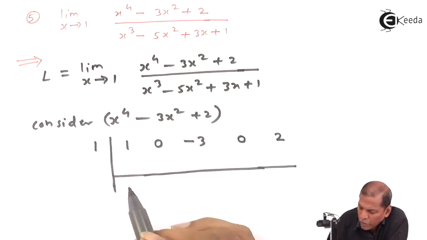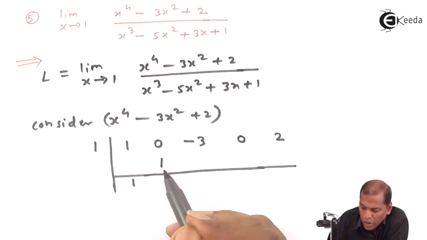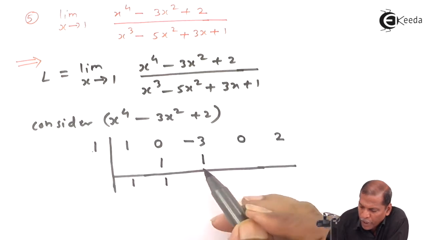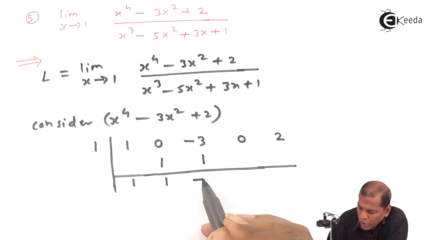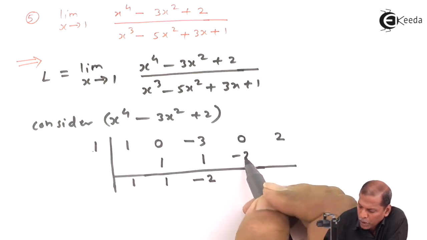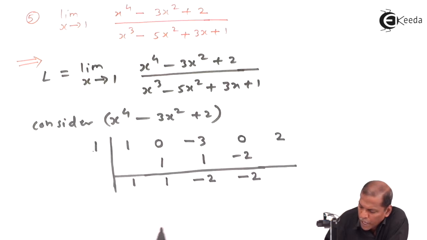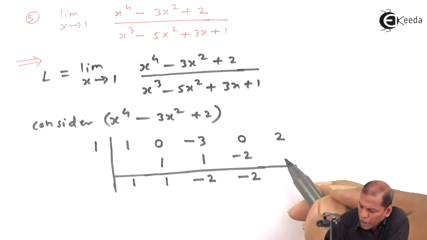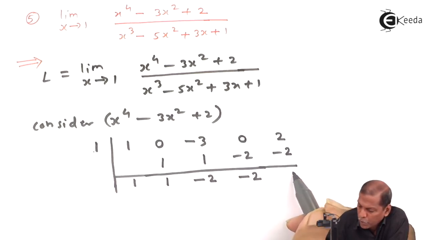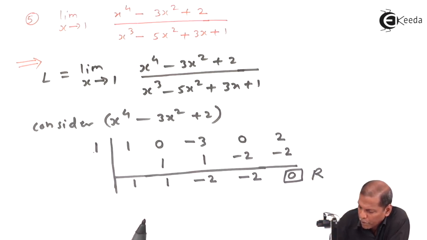The first term 1 we write as it is. Then 1 multiplied by 1 we get 1. 0 plus 1 is 1. Again 1 multiplied by 1 we get 1. Minus 3 plus 1 we get minus 2. Then 1 into minus 2 is minus 2. 0 minus 2 gives us minus 2. Finally 1 into minus 2, again we get minus 2. Now 2 minus 2 gives 0 as a remainder.